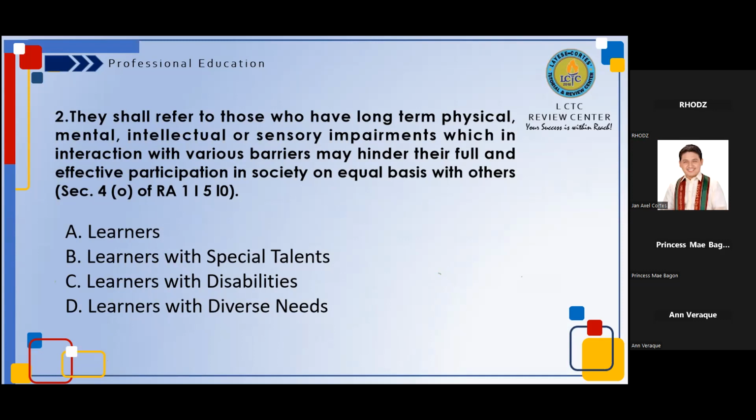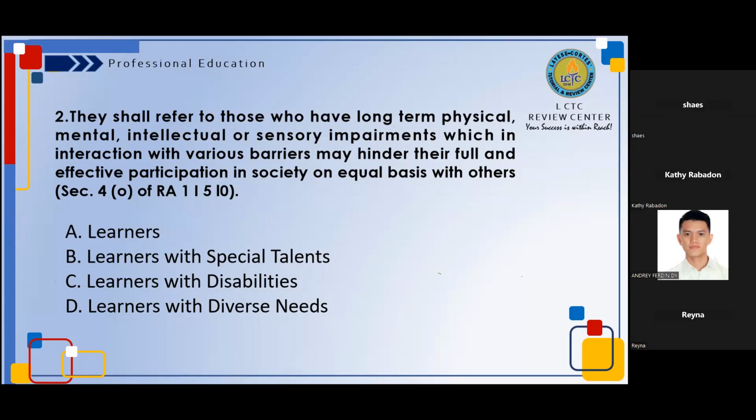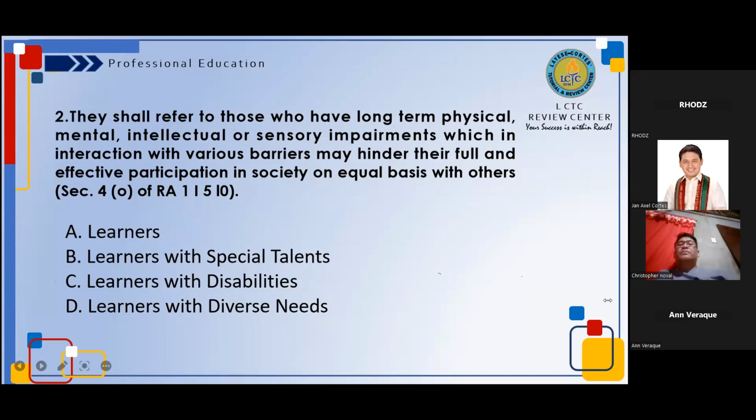Teresa answered letter B. Is it learners with special talents? The answer for this item, take note in answering questions such as this, you're going to identify keywords in our question so that we can easily determine the correct answer among our choices or options. In our question, there are keywords such as impairments, sensory, intellectual, mental, or physical. Meaning, if that is our keyword, impairments, the correct answer from the four choices is learners with disabilities. So Teresa, Reina, yes, letter C is the answer. Learners with disabilities.